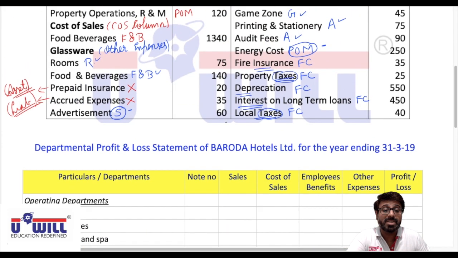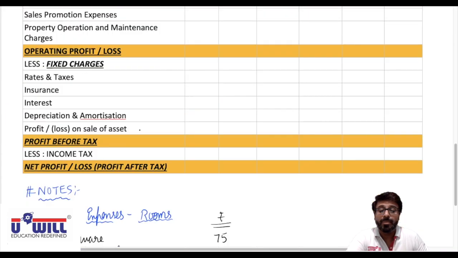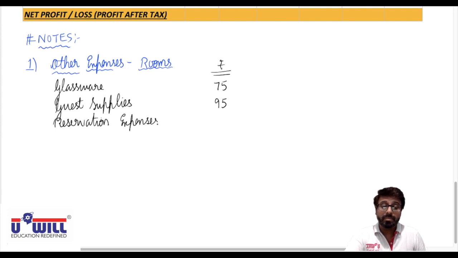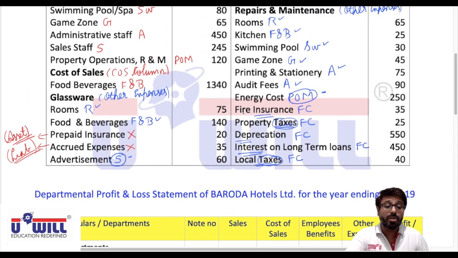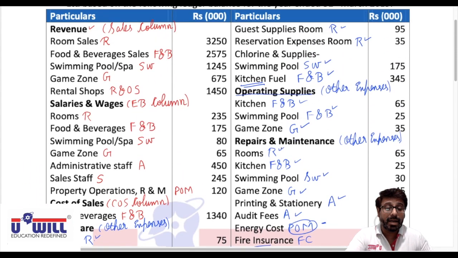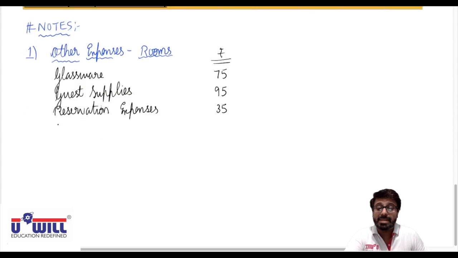Then after guest supplies, what do we have? Our reservation expenses 35. Then after reservation expenses, what do we have? R items, R rooms. Repairs and maintenance of rooms. How much is repairs and maintenance of rooms? 65. Repairs and maintenance 65.